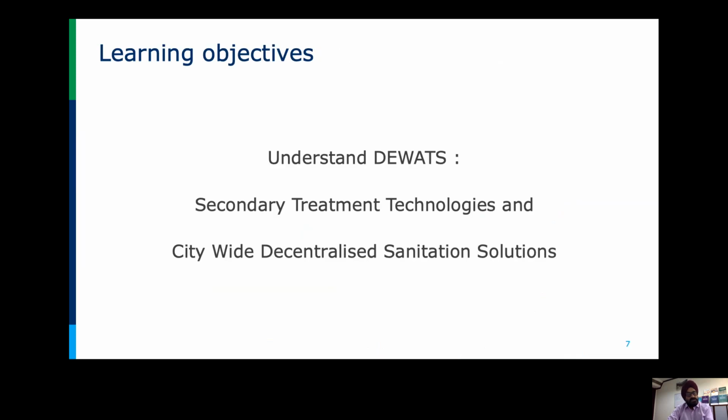So now let's come to the learning objectives of this training session. The learning objective given to me for this session was to understand DEWATS. What I have done is I have not only focused on the secondary treatment technologies, but also given a case study of a citywide decentralized sanitation solution system from the work which SCBP and NIUA has done in Port Blair Town. So there's a case study, and there is the presentation and sessions on different technologies.